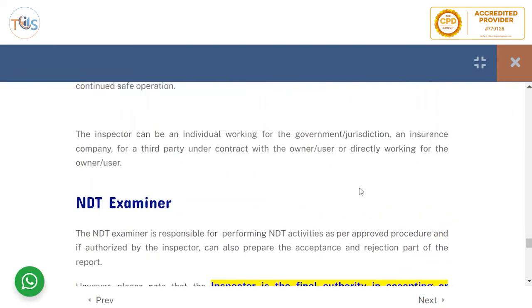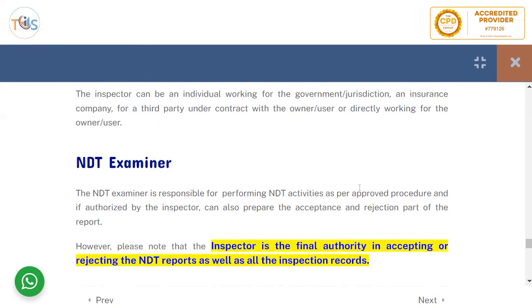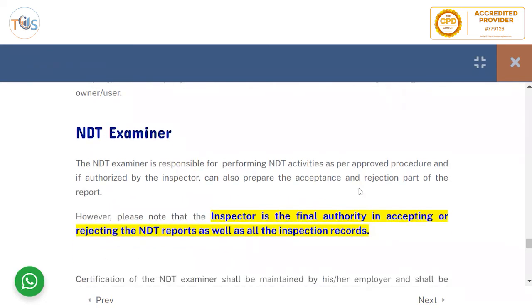The inspector can be an individual, or working for an inspection agency, or an insurance company, or for government, or directly employed by the owner. But it should be an authorized, certified pressure vessel inspector. The NDE examiner is responsible for performing NDT activities, as we know, and only if authorized by the inspector can prepare the acceptance and rejection part of the report. Eventually the inspector is the final authority in accepting or rejecting, because it's the inspector who is certifying the vessel is safe for continued use.